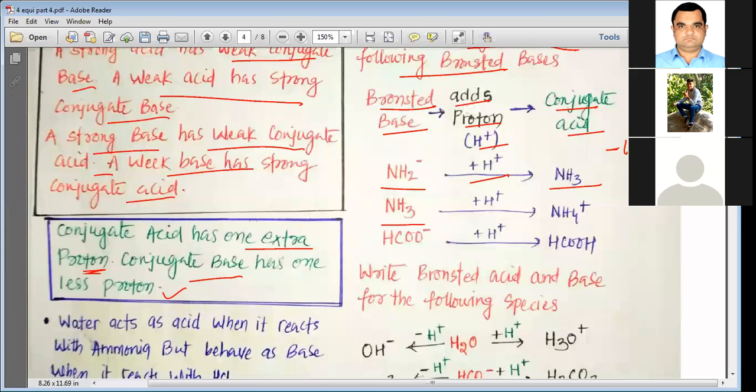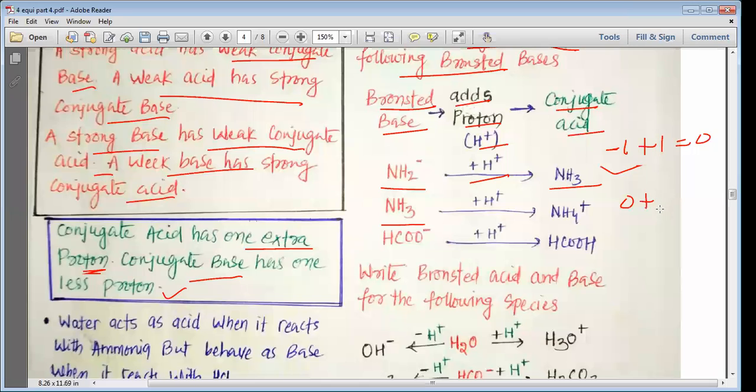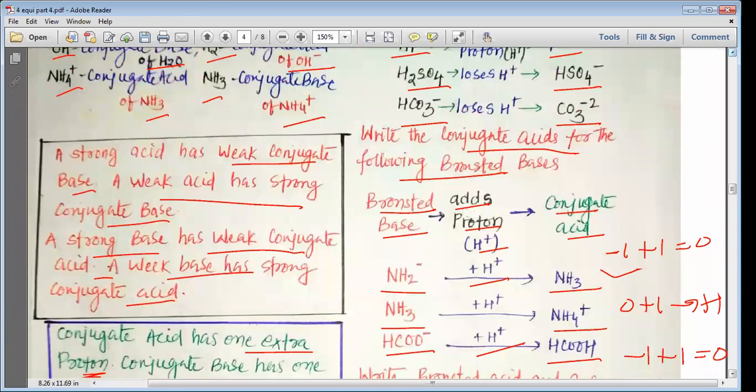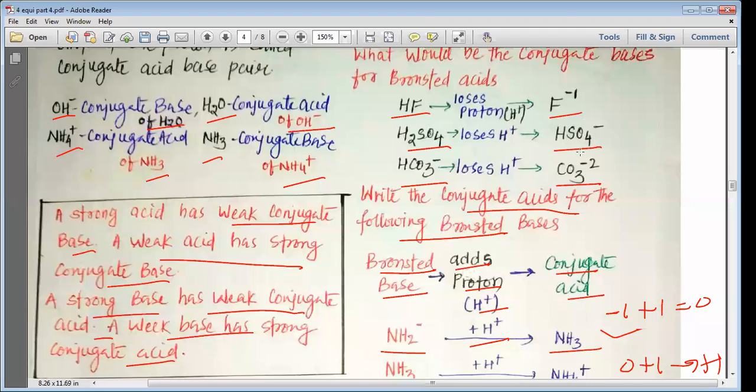So here if the charge is -1, then you add +1 and it becomes 0. So you get a neutral species. Here there is 0 charge. If you add +1, it gives a +1 charge species, NH4 plus. Here you can see that the species has got -1 charge. You add +1 and ultimately the charge becomes 0. So if we have HCOO minus, we add H plus, so we get HCOOH, which is known as methanoic acid or formic acid. So this is how by addition of a proton we can get the conjugate acid, and by the removal of a proton we can get the conjugate base.